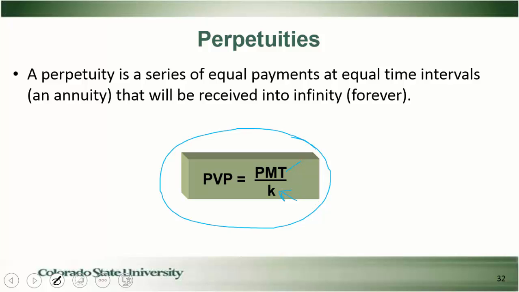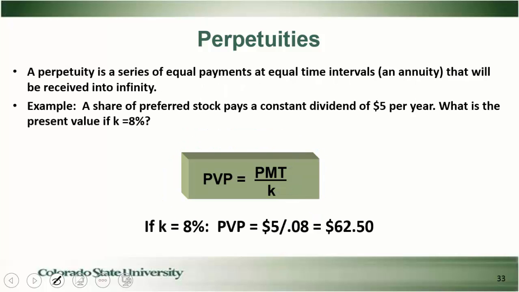Now, what is that financial instrument that acts like a perpetuity? It is preferred stock. We're not going to go into a lot of depth on what preferred stock is at this point, but preferred stock pays a fixed dividend in almost all cases. And what we're talking about here is plain vanilla preferred stock. Traditional preferred stock pays a constant dividend, and there's no ending date. So technically, it's a perpetuity.